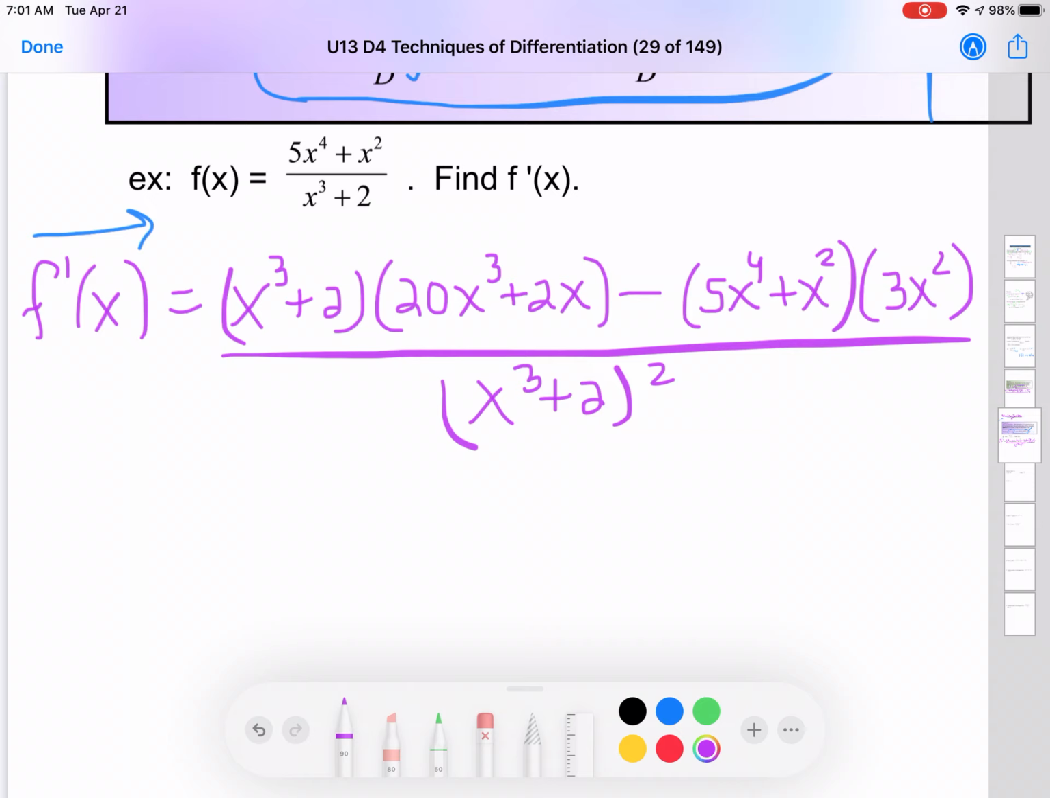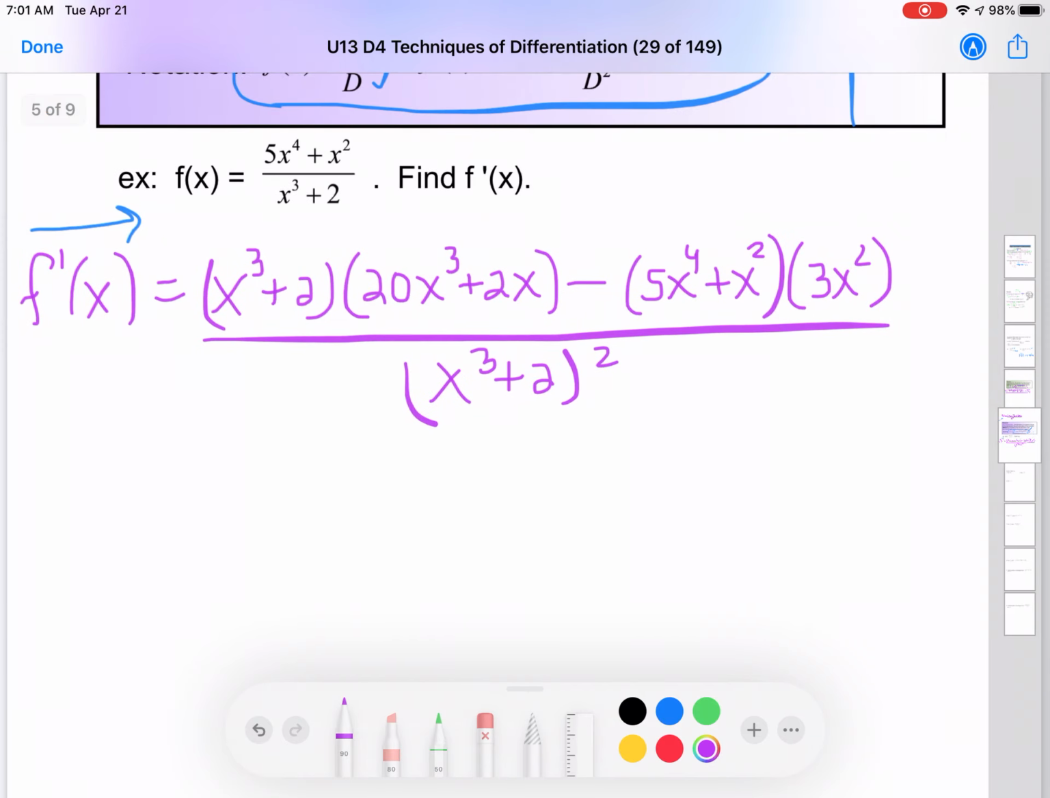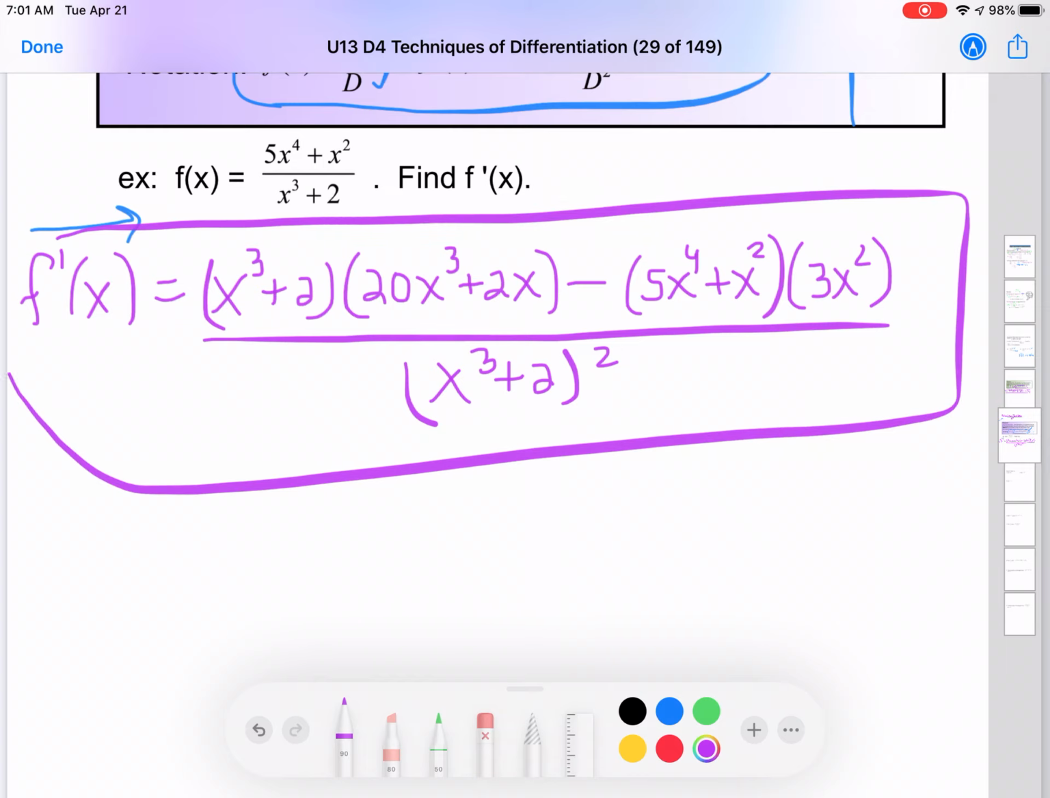Okay, and again, sometimes we'll FOIL this all out, but lots of times in upper level, you can just leave it as such. So we're just going to leave it. Okay, I'll be happy if you're learning it. Okay, so that's the quotient rule.